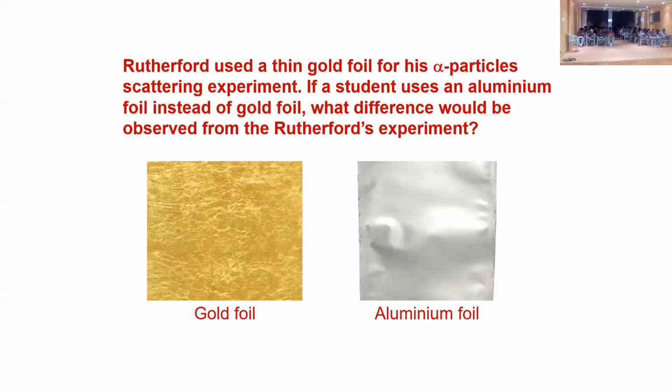Okay, to end the class, just answer this question. I want to replace the gold foil. Gold is an expensive metal. Aluminium is a cheap metal. I want to replace the gold foil with aluminium foil. Can you predict the answer?